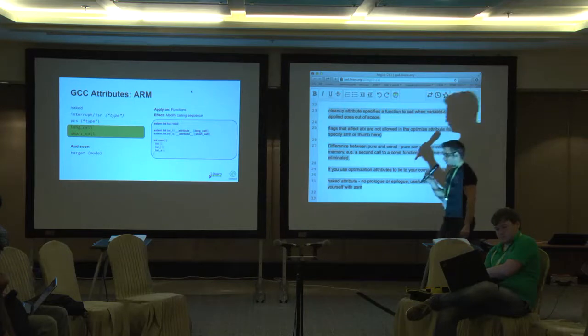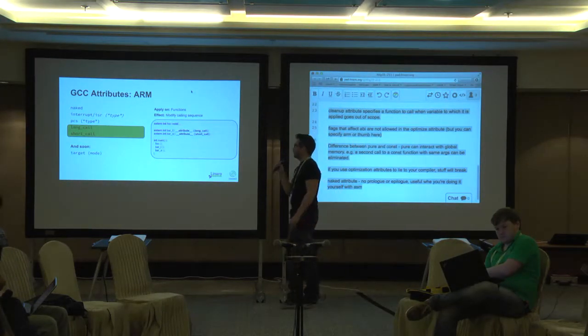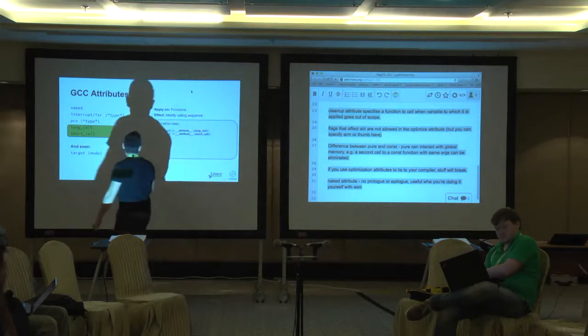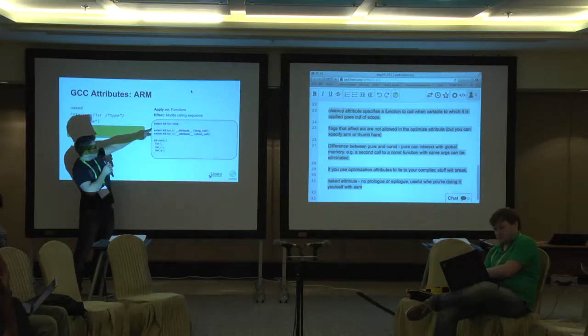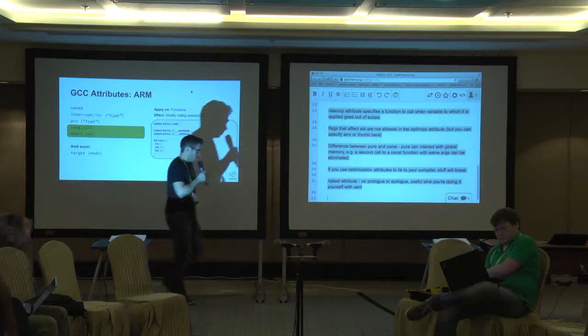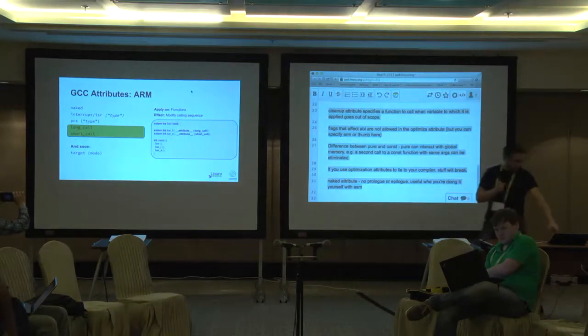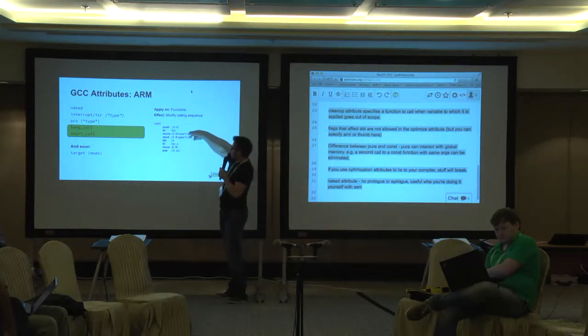On ARM, you also have two attributes to modify the calling sequence of functions, long call and short call. For instance, here you can define that barL is a long call and barS is a short one. And you will see that in the code that is generated, the call to barL will be done by passing through a register instead of doing a short call.